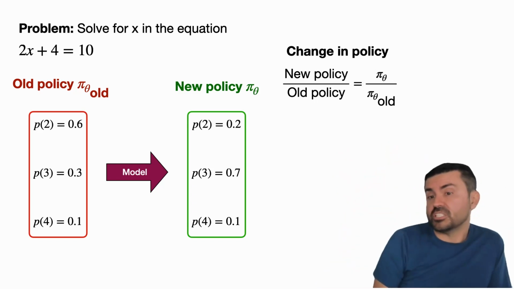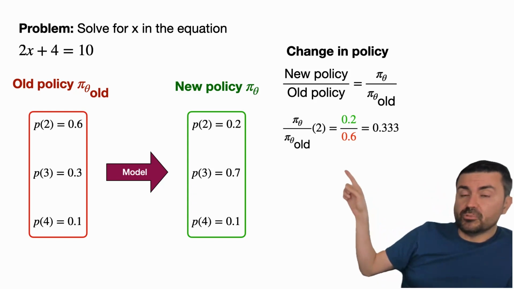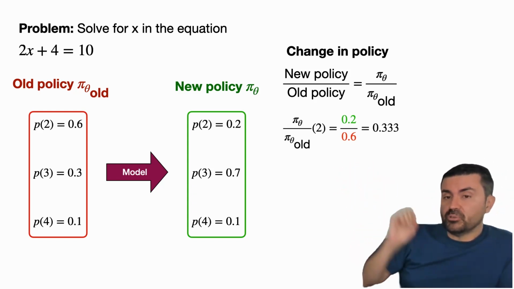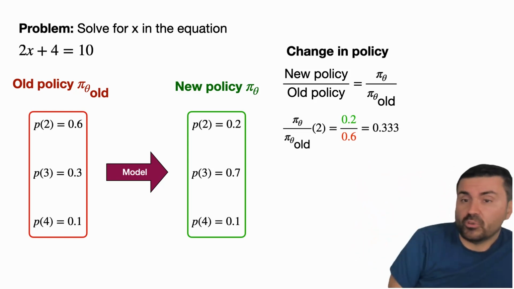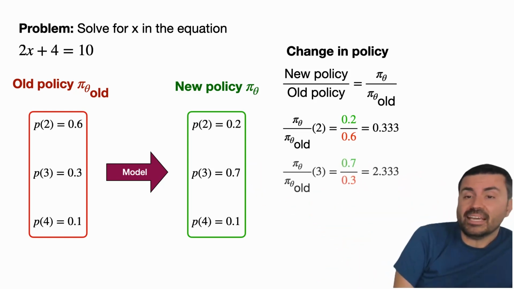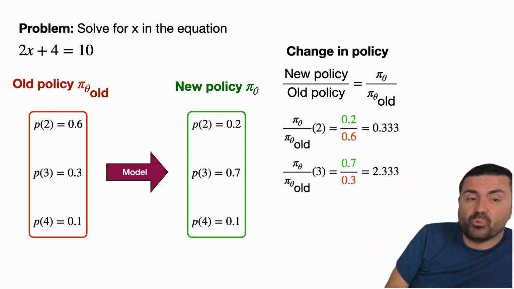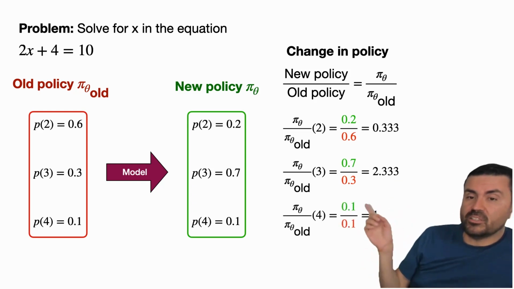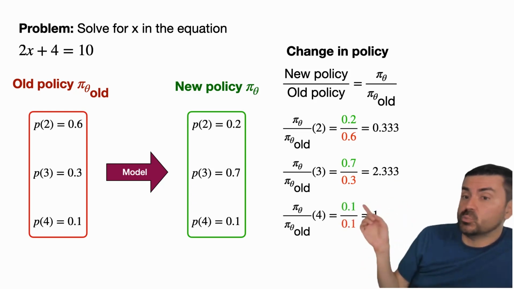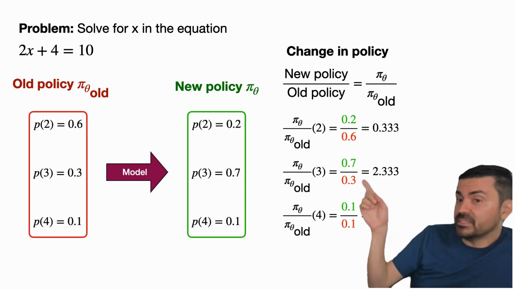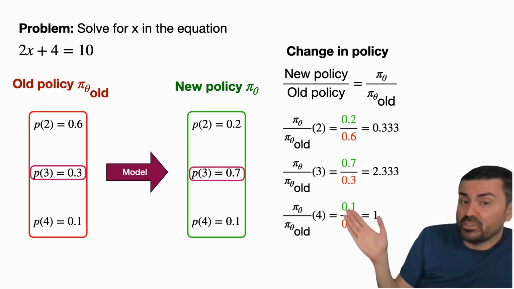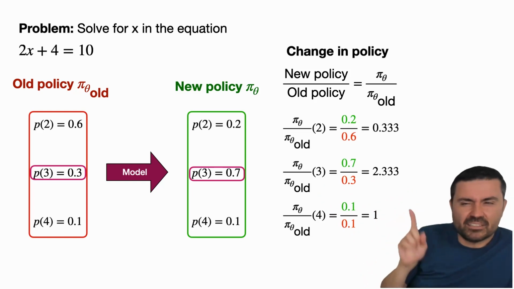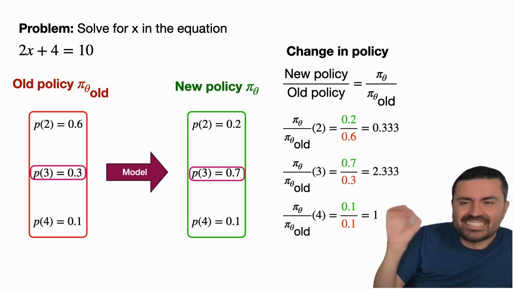So let's look at what the changes in policy are. For x equals 2, it went from 0.6 to 0.2. So the ratio is 0.2 over 0.6, which is 1/3 or 0.3333. For the next one it is 0.7 divided by 0.3. So it's 2.333. And for the last one it is 0.1 divided by 0.1, which is 1. Notice that this is a good step because the probability of the correct answer went from 0.3 to 0.7. So we want the model to do more of this, and we want to tell it you did really well. Keep going in that direction.